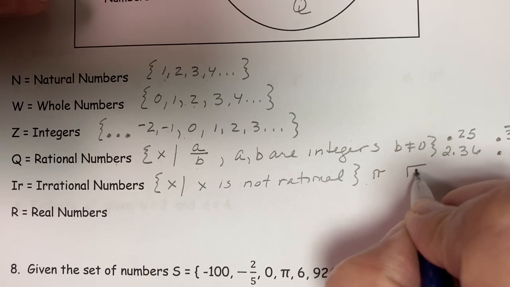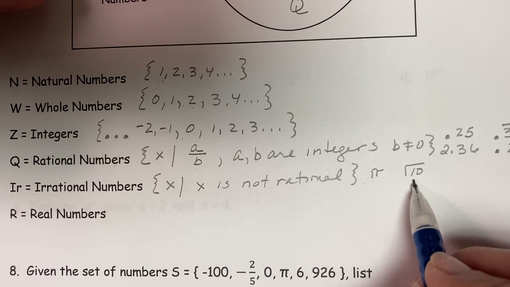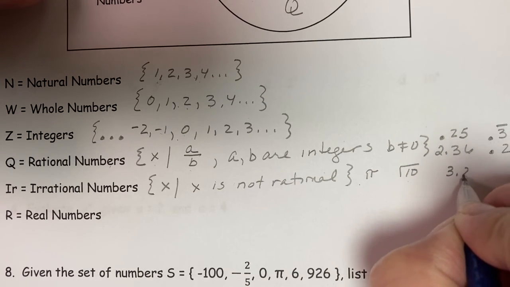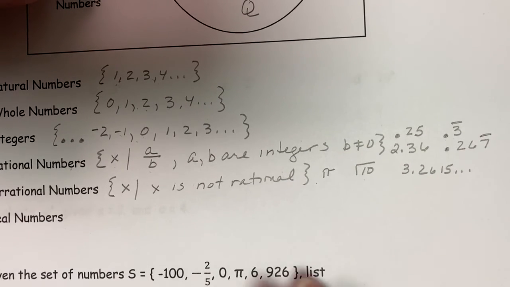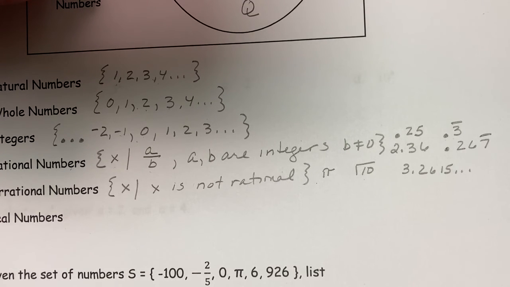If you see something like the square root of 10, that's going to be irrational. The square root of 9 is not, because the square root of 9 is actually 3. But the square root of 10 would be irrational because it's not a perfect square. You can plug it into your calculator, but your calculator will round it. If you see something like 3.2615..., that's irrational. It has no repeat bar, and the ... just means it keeps going with no pattern.